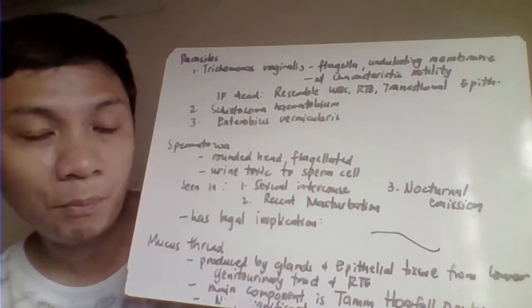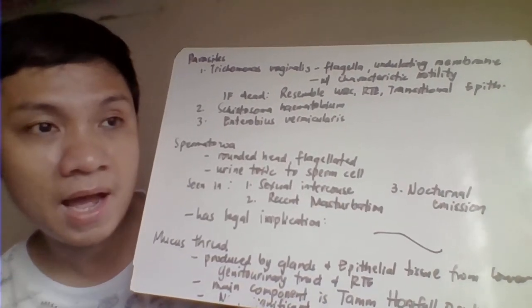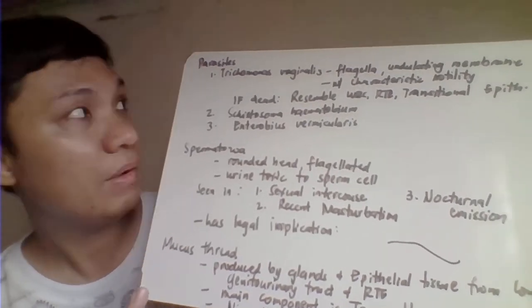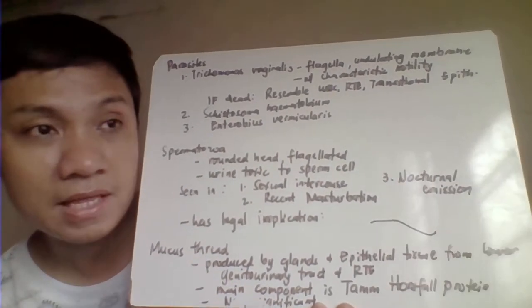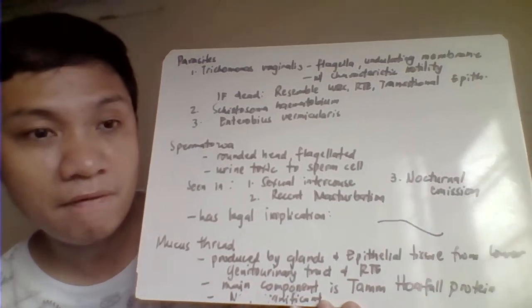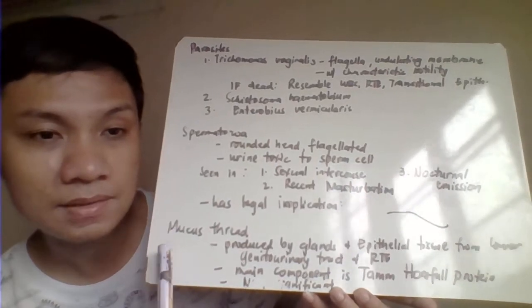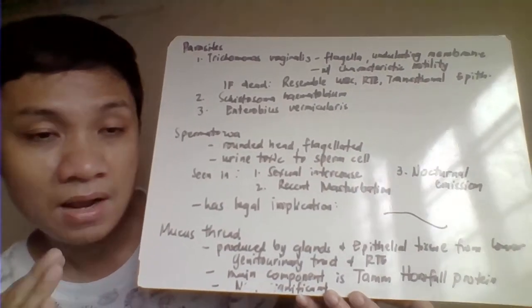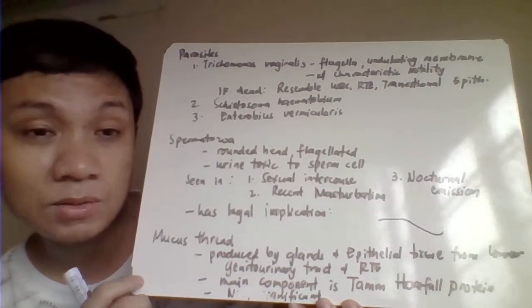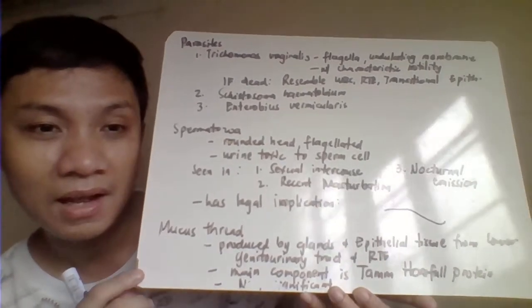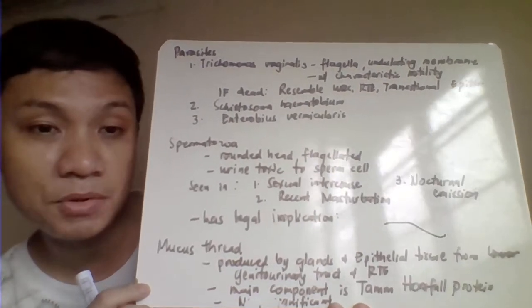Okay, again, reporting: number one, we have bacteria, yeast cells, parasites, and spermatozoa. They are reported as semi-quantitative per HPF. The mucous thread is also reported as semi-quantitative. Meaning to say, semi-quantitative is reported as rare, few, moderate, or many. But this one is reported per LPF, low power field, because our mucous thread is relatively large.